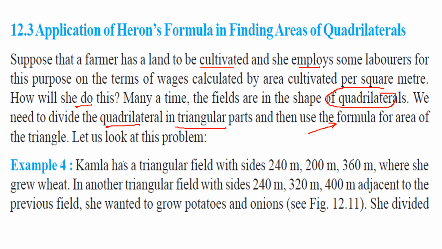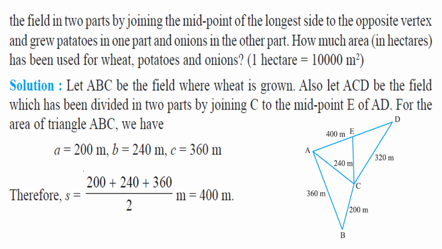So this is an example. Kamala has a triangular field. These are the sides where she grew wheat. In another triangular field, these are the sides adjacent to the previous field. She wanted to grow potato and onions. So she divided the field into two parts by joining the midpoint of the longest side to the opposite vertex, and grew potato in one part and onion in the other part. How much area in hectares has been used for wheat, potatoes and onion? 1 hectare is equal to 10,000 meters square.